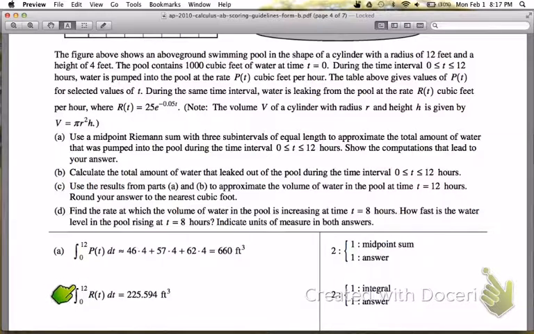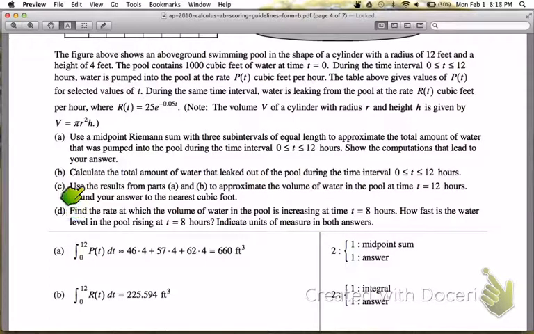So please make sure, even if you have the correct answer, that you write this as well. We're calculating the area under the curve of r of t, because I want to figure out how much water has leaked out of the pool in this time. So the integral from 0 to 12 of r of t would be 225.594 feet cubed. And you should be able to just put that in your calculator really easily and get that answer. You get 1 point for writing the integral, and you get 1 point for writing the answer.